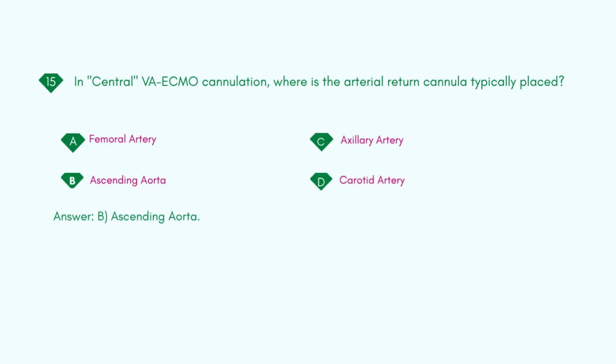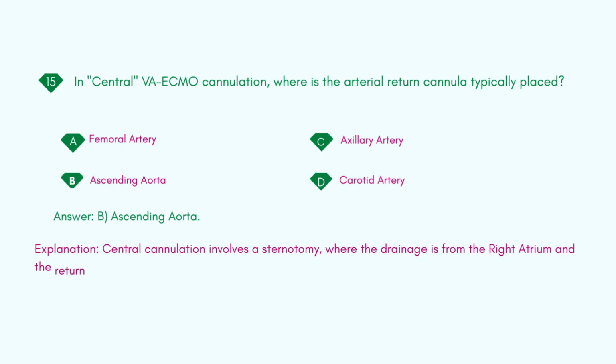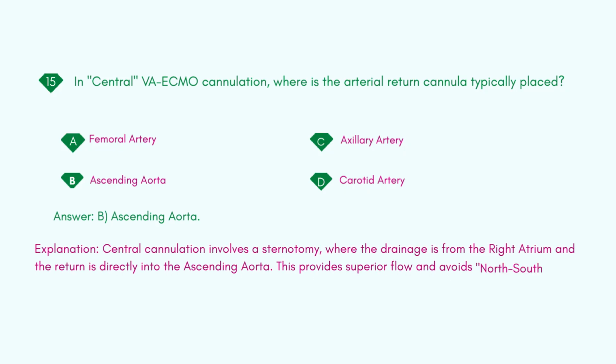A. Femoral artery. B. Ascending aorta. C. Axillary artery. D. Carotid artery. Answer: B. Ascending aorta. Explanation: central cannulation involves a sternotomy, where the drainage is from the right atrium and the return is directly into the ascending aorta. This provides superior flow and avoids north-south syndrome.